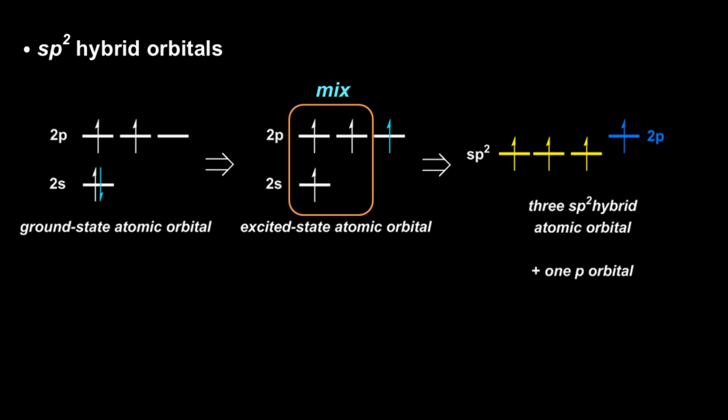In sp2 hybridization, 1 s orbital and 2 p orbitals mix together, forming 3 equivalent sp2 hybrid orbitals. But here's the important part. 1 p orbital doesn't hybridize. It stays as it is, and it's positioned perpendicular to the plane of those 3 sp2 orbitals. That leftover p orbital can overlap sideways with another unhybridized p orbital on a neighboring carbon, and that's how we get a pi bond. This kind of overlap shows up in double-bonded molecules, like ethene.